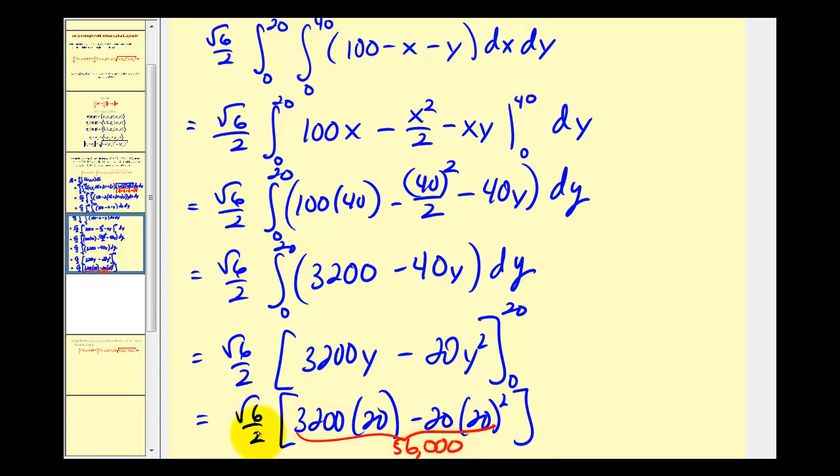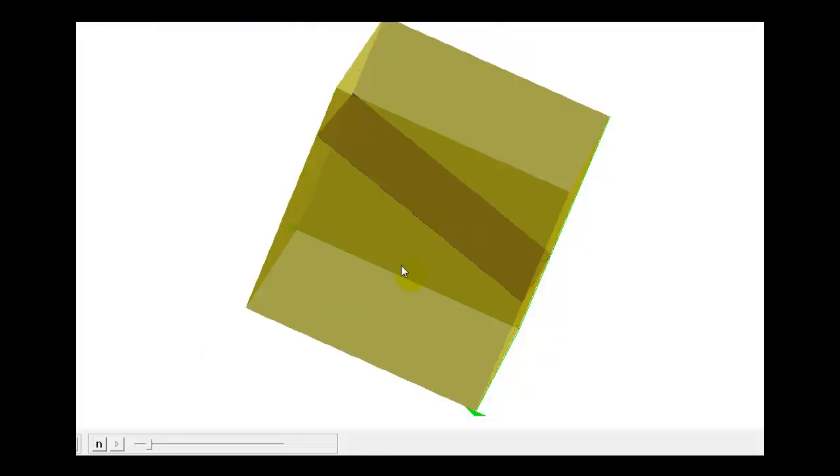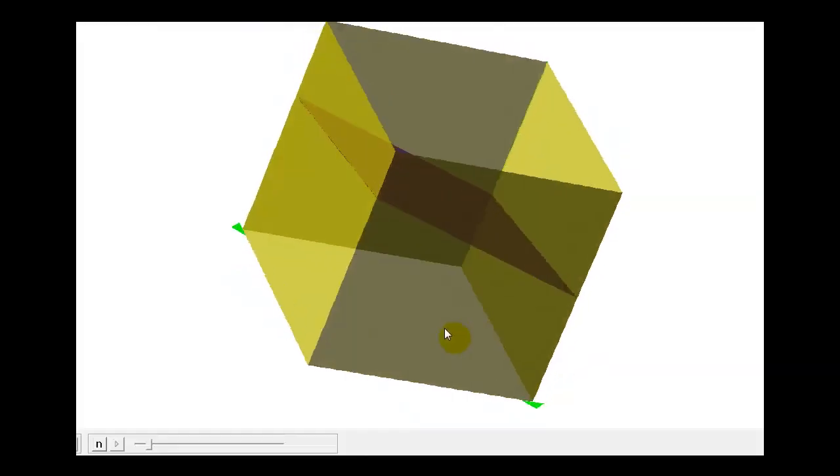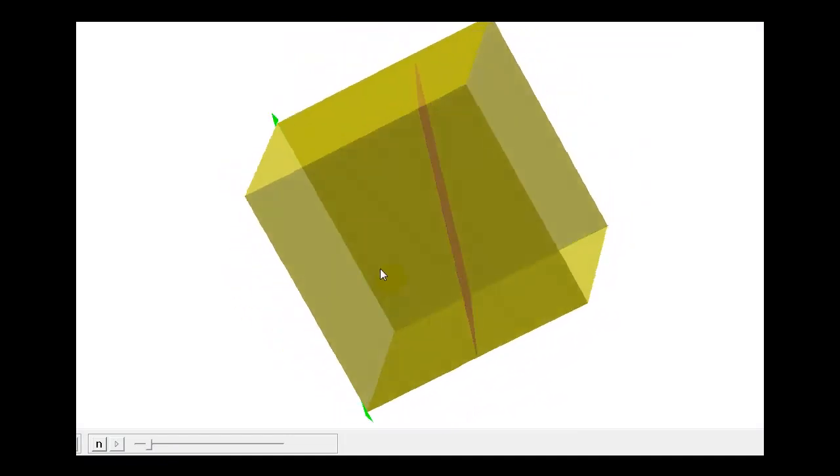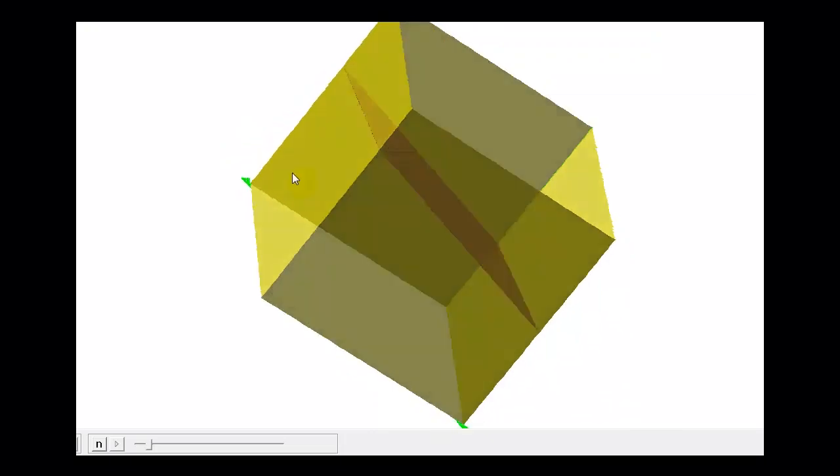So square root 6 divided by 2 times 56,000 is approximately equal to 68,585.7. So this would be the mass of that roof, and if this was a metric system, this would be in kilograms. So again, this would be the mass of this roof in purple using the given density function.